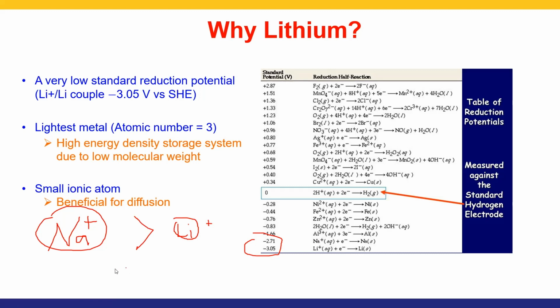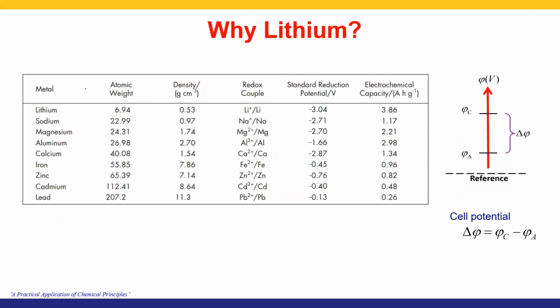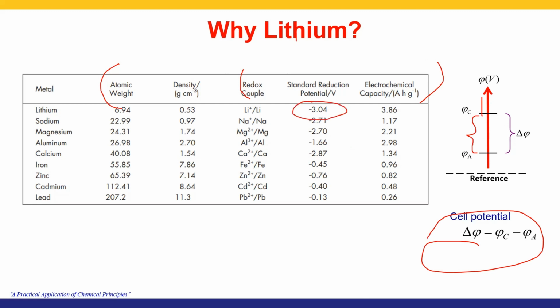The table here compares different metals in their physical properties, for example atomic weight and density, and electrochemical properties like redox couple, standard reduction potential, and capacity. The theoretical cell potential of a battery is the potential difference between the cathode and anode, without considering other factors like the stability of the electrolyte, the compatibility of electrode and electrolyte, and the cost. An anode with a more negative standard reduction potential is generally better because the theoretical cell potential will be higher and lead to a higher energy density.